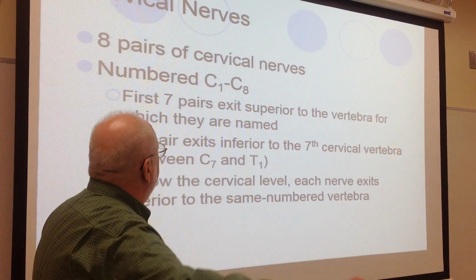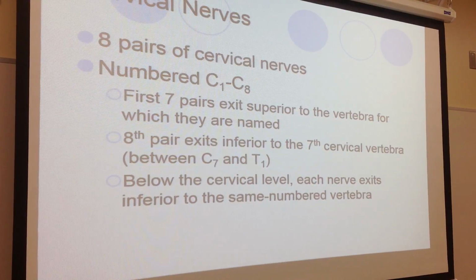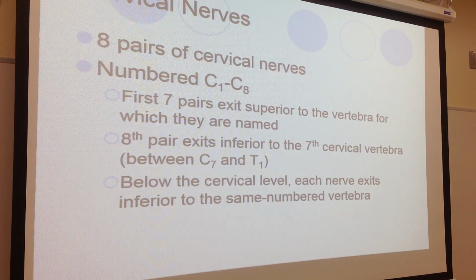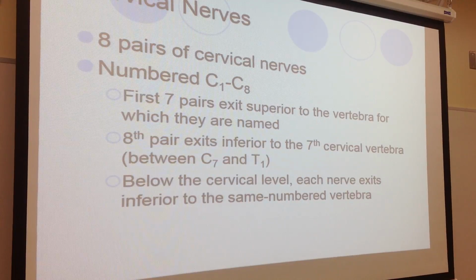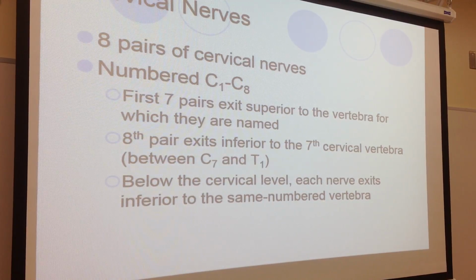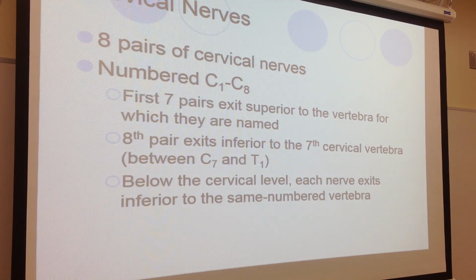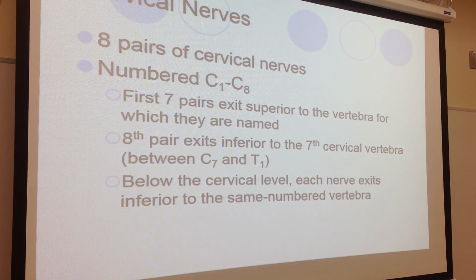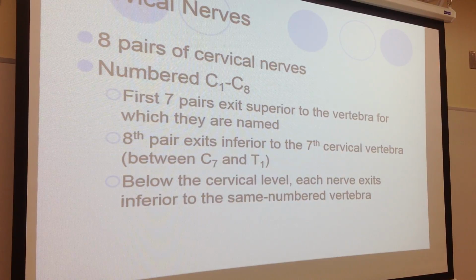Okay, and now for the naming of the nerves. Now, first of all, how many cervical vertebrae are there? 7. But we have 8 cervical pairs of nerves. Well, now how do we manage that? Well, it's very simple. When it comes to the cervical nerves, they're numbered C1 through C8. C1 obviously is the most superior, C8 the most inferior.